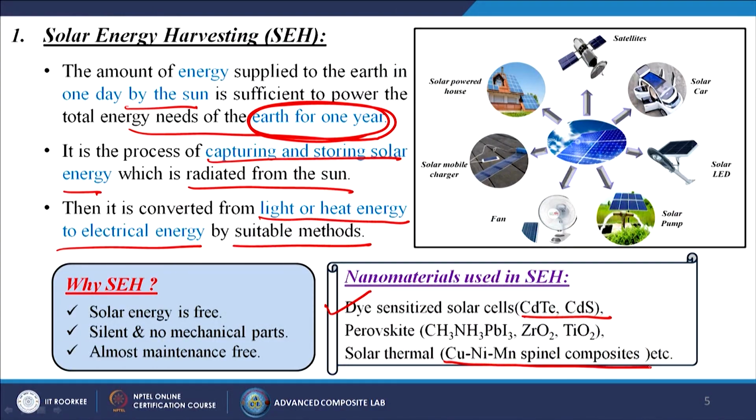So, that is why nowadays people have moved to solar thermal materials like copper, nickel, manganese spinel composites. Basically, to increase the efficiency and the quantity of energy generation, people are moving from one material to another and changing the mechanisms, but in every case the source is the same, that is the sunlight. Next, the second one is hydrogen energy harvesting.